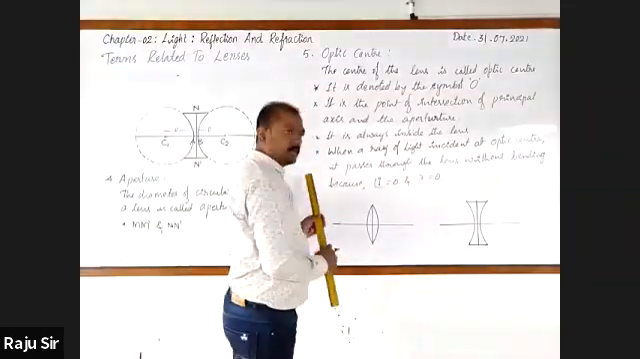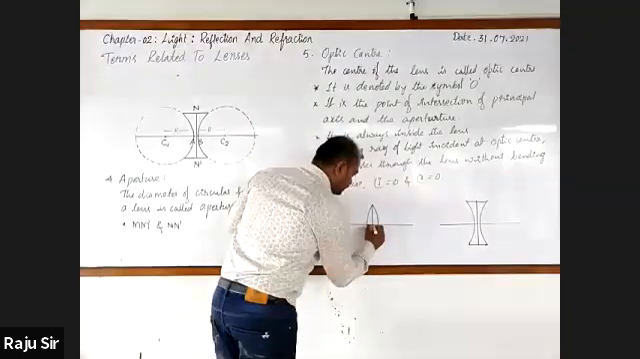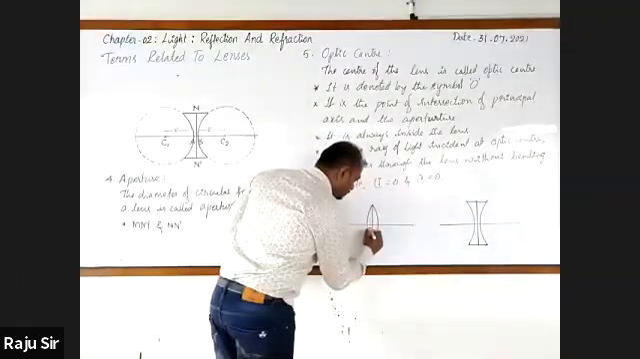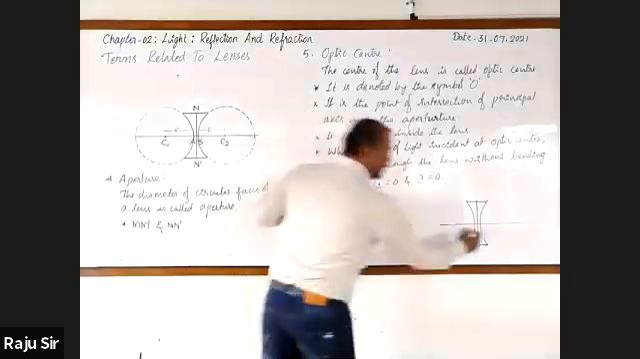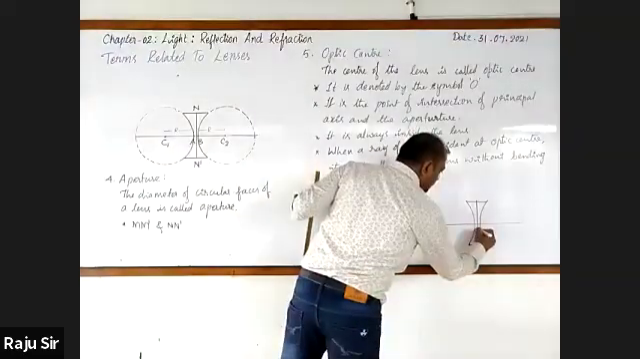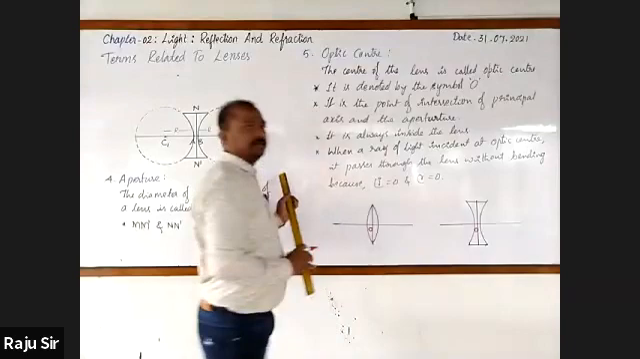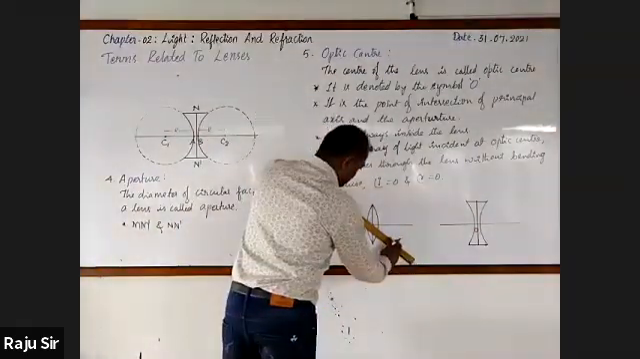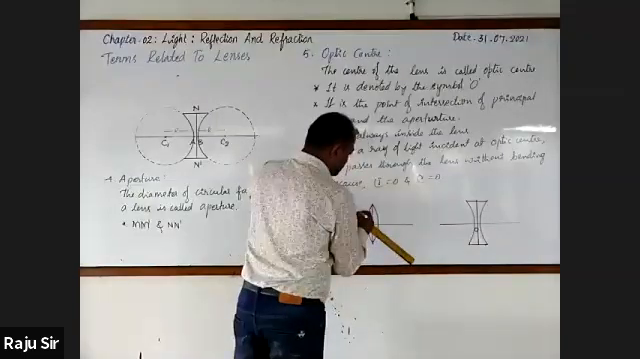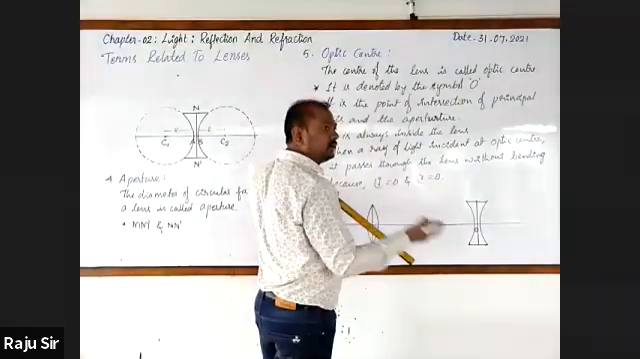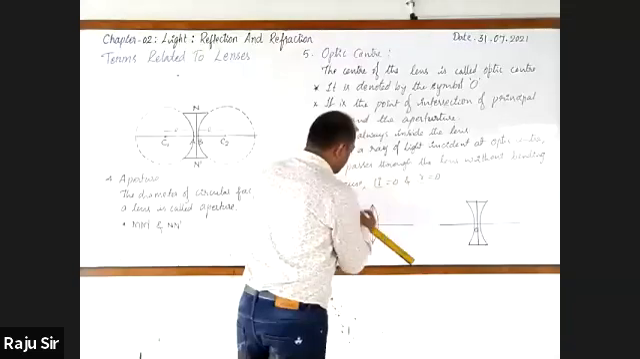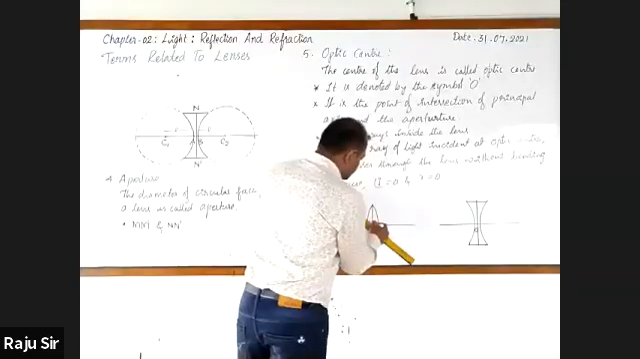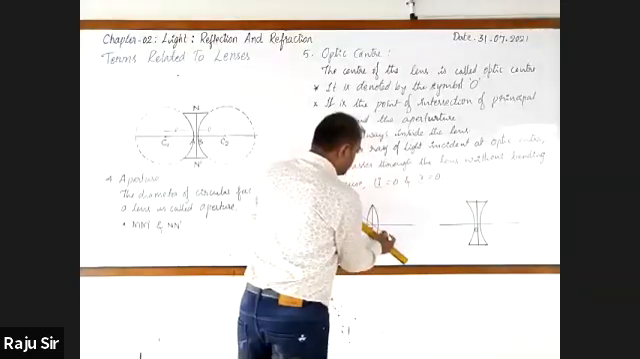The first one is the convex lens, and the point of intersection of aperture and principal axis is the optic center. The ray of light incident at optic center, or in the direction of optic center, passes through the lens without bending.